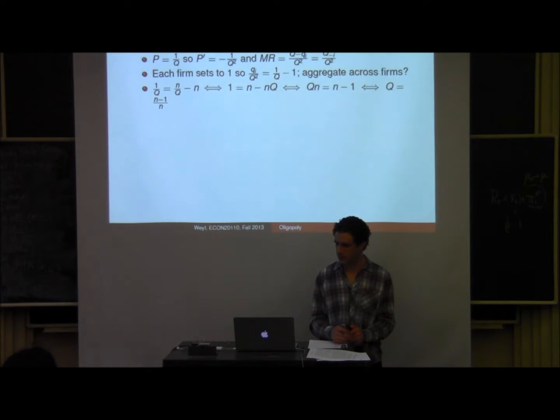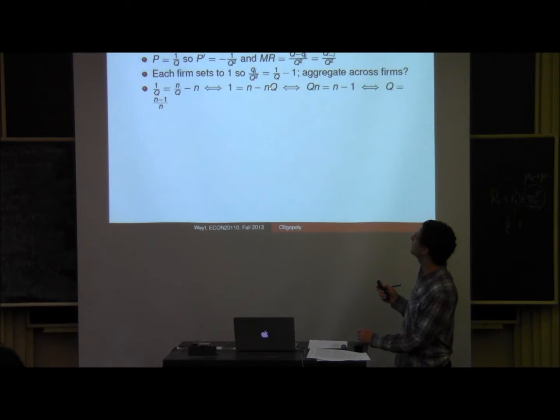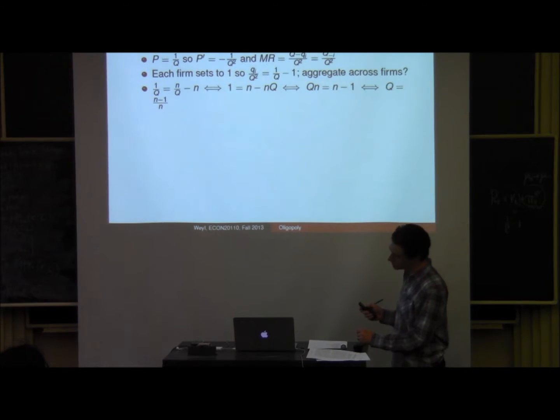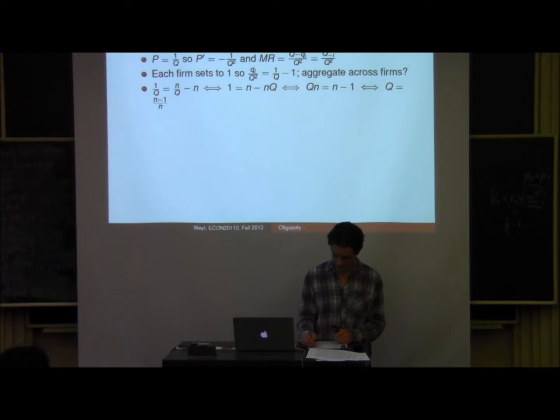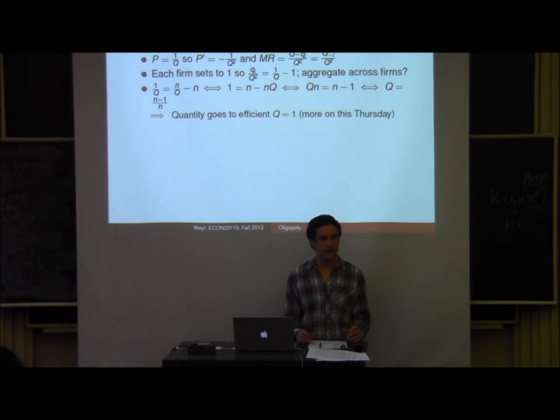Yeah, absolutely. So you're going to get 1 over Q is equal to n over Q minus n, which gives you that 1 is equal to n minus n times Q, or n times Q is equal to n minus 1, which is the same as Q is equal to n minus 1 over n. Okay, so what that tells us is that as n grows large, quantity is going to go to its efficient level, which is quantity equal to 1. Why is that the efficient level? Because when price is equal to marginal cost, which is equal to 1, quantity is equal to 1.